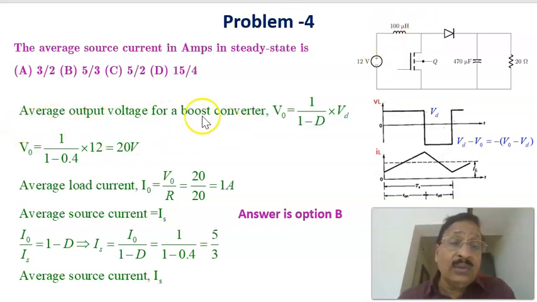Therefore, the average value of the output voltage is given by, this is actually a boost converter topology, in which the average output voltage and the input voltage are related by V0 by Vd equal to 1 by 1 minus D, or average output voltage equal to 1 by 1 minus D into Vd. D is given in the previous problem, the same problem: 0.4 is the duty ratio. So 1 by 1 minus 0.4 into 12 gives 20 volt as the average output voltage.